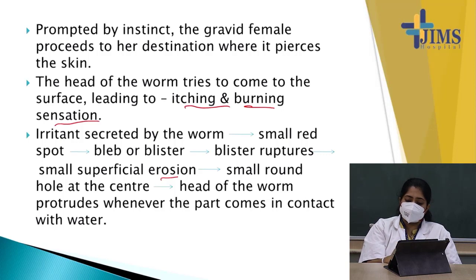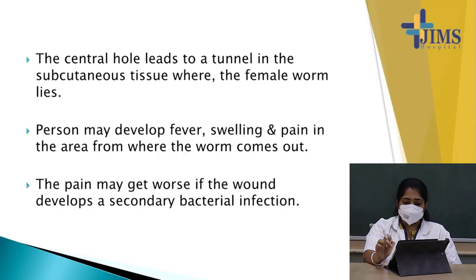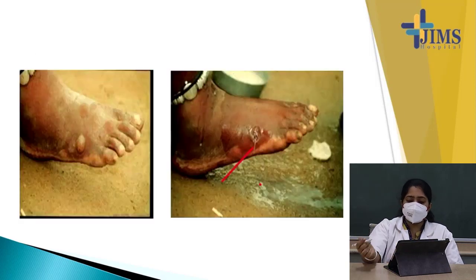Now, there is a small round hole in the center through which the head of the worm protrudes whenever the part comes in contact with water. The central hole leads to a tunnel in the subcutaneous tissue where the female worm lies. The person may develop fever, swelling and pain in the area from where the worm comes out. The pain may get worse if the wound develops a secondary bacterial infection. See, this is a blister and eventually it has turned into an ulcer, and you can see from the center of the ulcer, this adult worm is coming out.